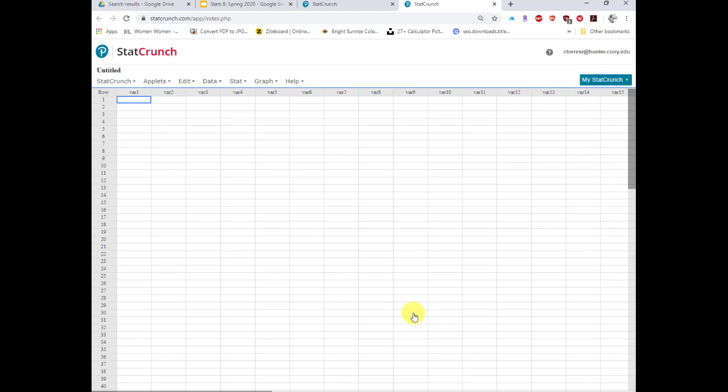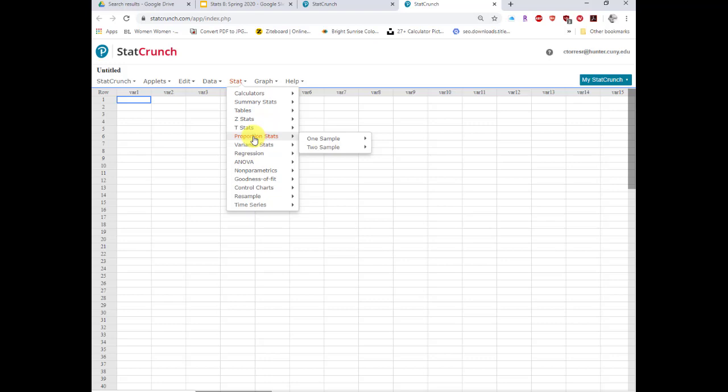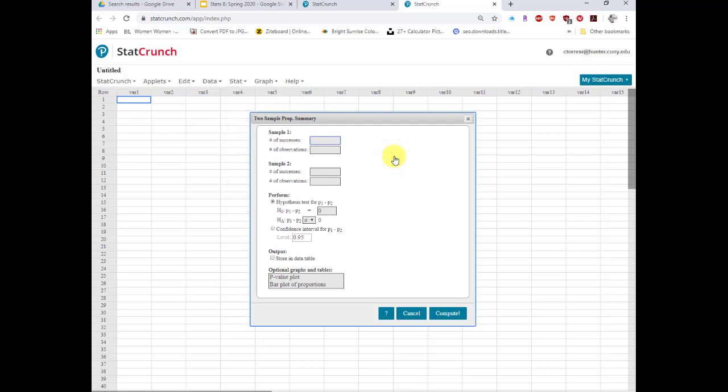So here we are in StatCrunch. To get to the appropriate calculator, we're going to go to Stats, go down to Proportion Stats, go over to Two Sample, and then finally click With Summary. Okay? Then we're going to look at the information for sample 1 and then the information for sample 2, and put everything in there and calculate all our data.